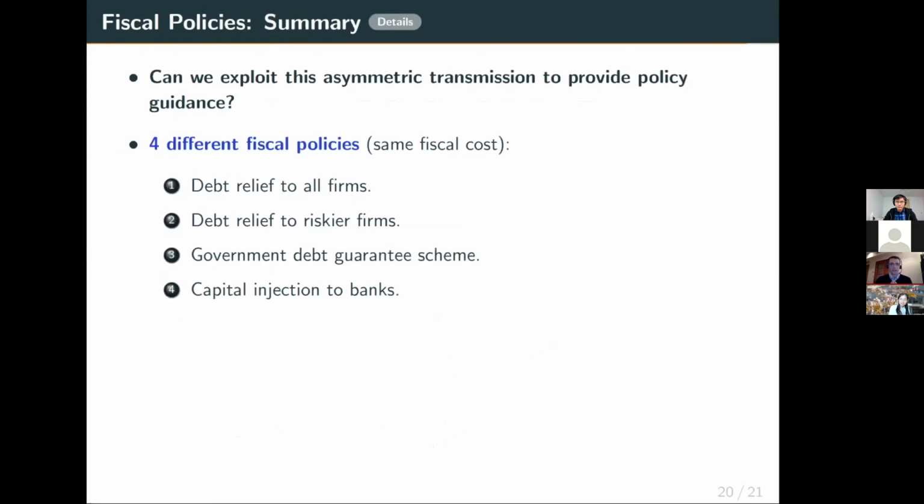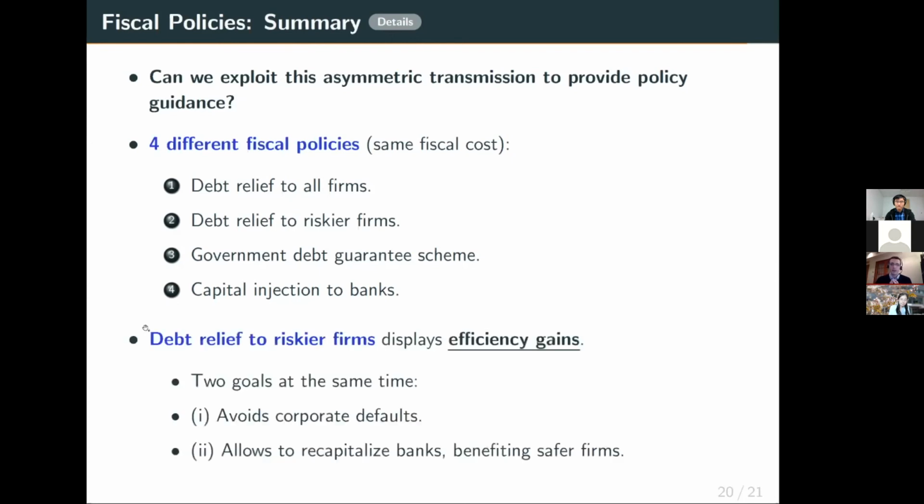And let me conclude in one more minute with the fiscal policies that I analyze in the paper. So the question here is, can we exploit this asymmetric transmission of sovereign risk to provide some policy guidance? So what I do is to consider 4 different fiscal policies, and they all have the exact same fiscal cost. The first policy is just a debt relief to all the firms in the economy. The second one is a debt relief only to the riskier firms, so firms with a default probability higher than a certain threshold. The last 2 are policies that are helping directly the banks. Number 3 is a policy in which the government is repaying all the non-performing loans. The last one is just a direct capital injection to the domestic banks.